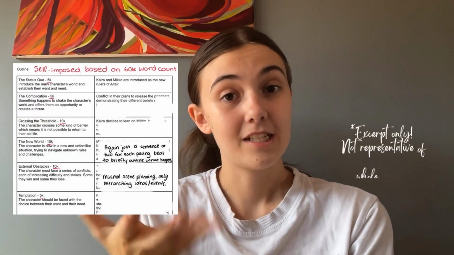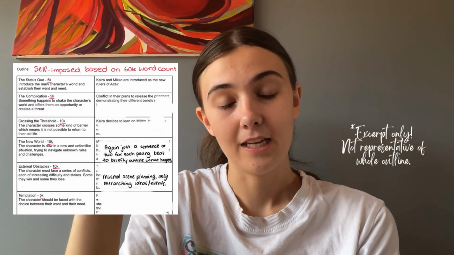So again, I just took this outline from online and turned it into a table like before, where in the first row I had the sections that it was broken down into. Again, this one had acts, and then it also had little divisions within those. And then in the second column, I would write down the notes of what I wanted to happen at each of those points. So for this one, the first part is the status quo, where you introduce the main character's world and establish their want and need.